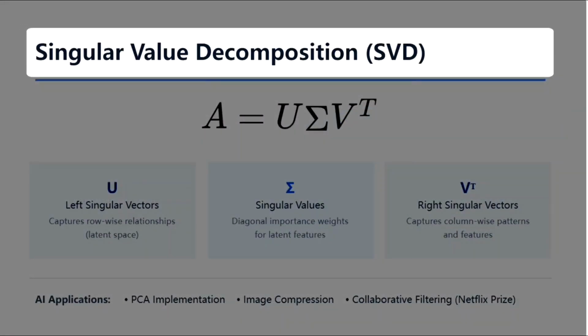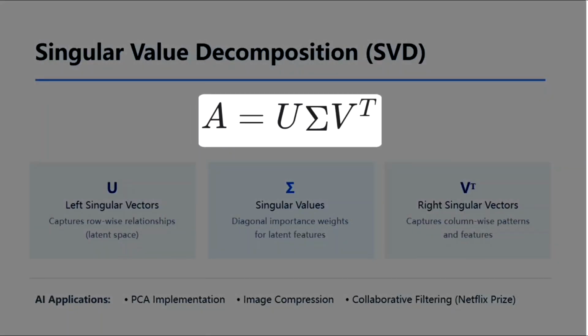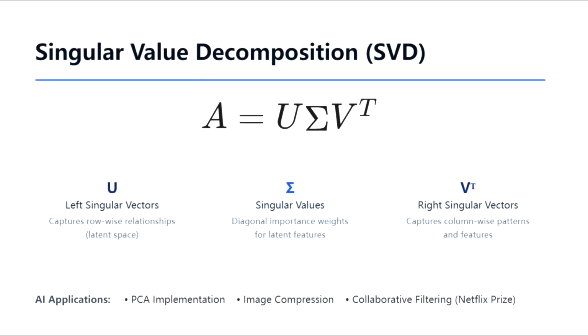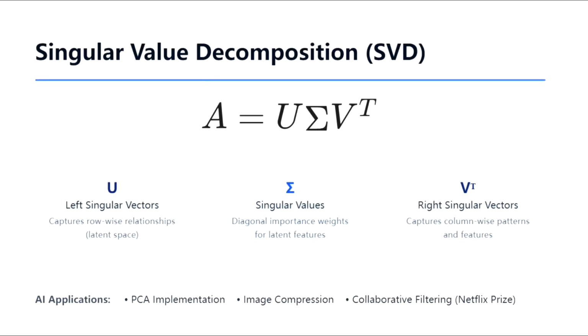Building directly on our exploration of eigenvalues, we arrive at the singular value decomposition, or SVD. While we just covered how eigendecomposition works for square matrices, SVD is the Swiss Army knife, because it can decompose any matrix, regardless of its shape. The fundamental identity is A equals U, sigma, V transpose. This allows us to break down a complex transformation into three distinct steps: a rotation, a scaling, and another rotation. It's the mathematical foundation for understanding how data is structured.